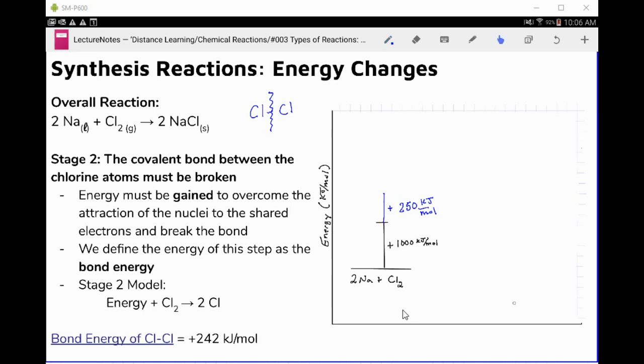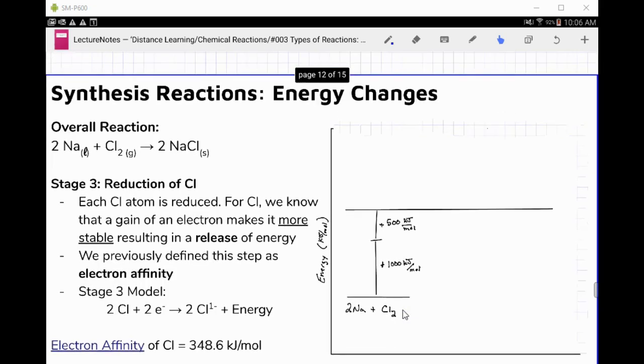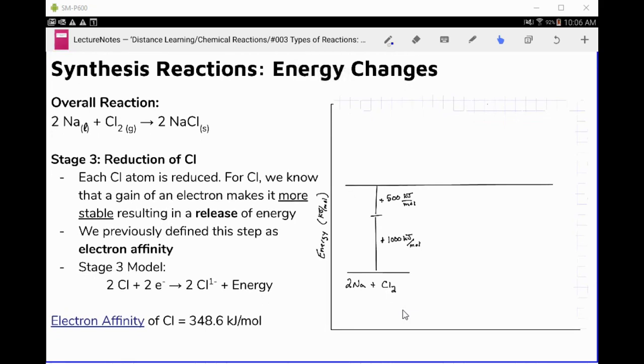So now at this point, I have 2 sodium ions, 2 free electrons, and my chlorine atoms are separated. So going into stage 3 then, those free chlorine atoms can actually now bond with the free electrons. I'm just adjusting my chart here. This should be 250. So here in stage 3, those 2 chlorine atoms that I just freed up can bond and acquire the free electrons from the sodium. Now, when an electron is gained by an atom, we call that electron affinity, again from back in periodic trends.